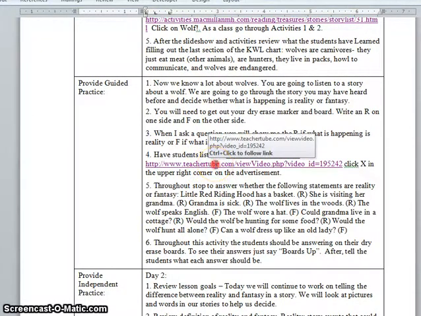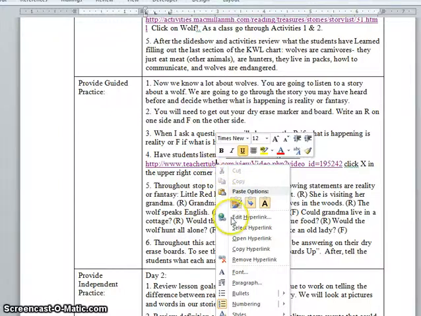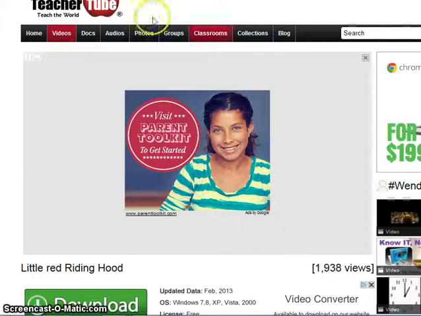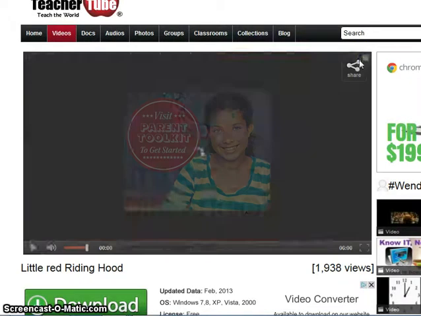You can click on this hyperlink, same way as I mentioned before, by opening it or copy and paste into your browser. When the page loads, you should come to TeacherTube. There will be an ad. All you have to do is go up to the upper right-hand corner and X on it, and then, after clicking on the X, your video will load.